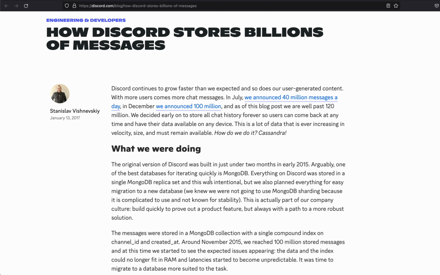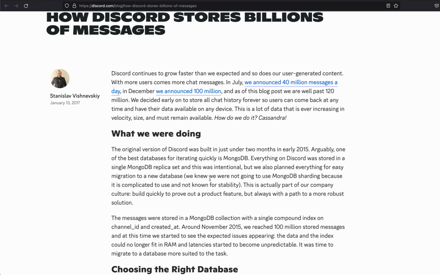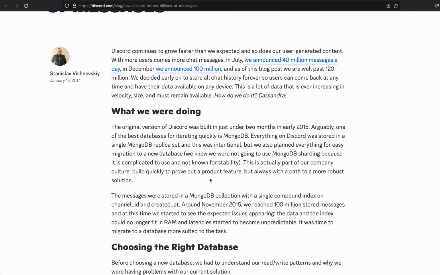They asked, how should we do it? Shall we do it with Cassandra? We will find out as we go ahead. They launched their early version in 2015 based on MongoDB, because for iterating, MongoDB is very fast. They also have a company culture of building quickly to prove out a product feature, so they built Discord in just 2 months.